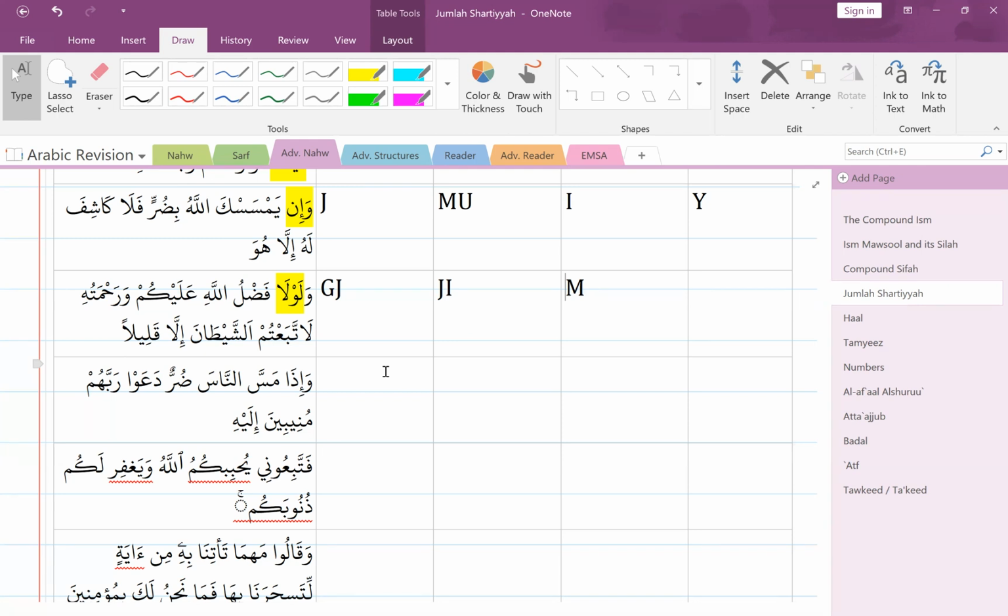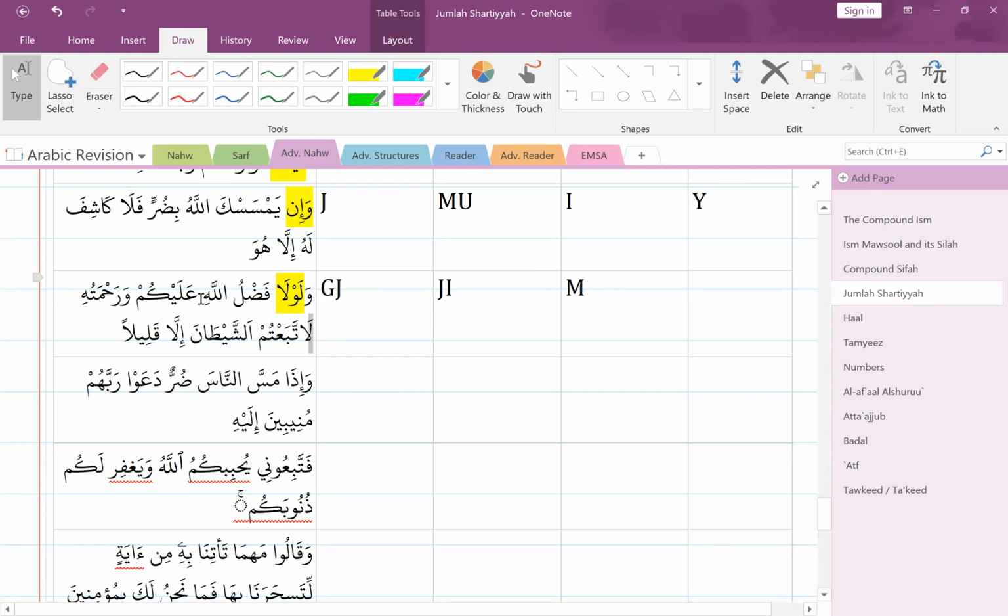That's it. And of course, when you have a negative sentence and you're using la, la can be used for both Jumla Ismiya and Jumla Fi'aliyah. Ma can also be used for Jumla Ismiya and Jumla Fi'aliyah. So that's where the difference comes in. But it's the same la. Yes, and the jawab will also have a la. It's the same thing. I hope that clarifies.